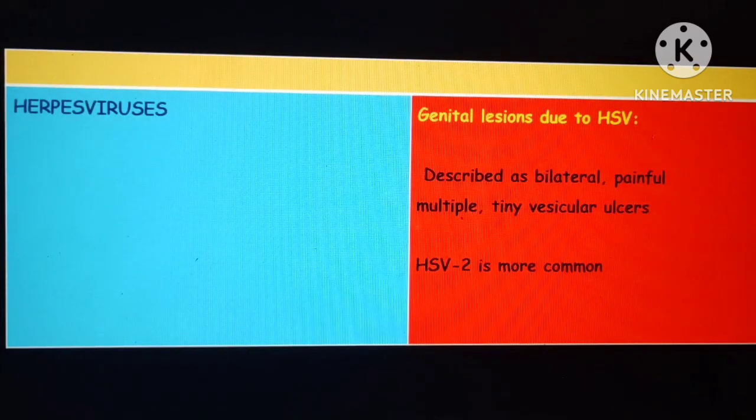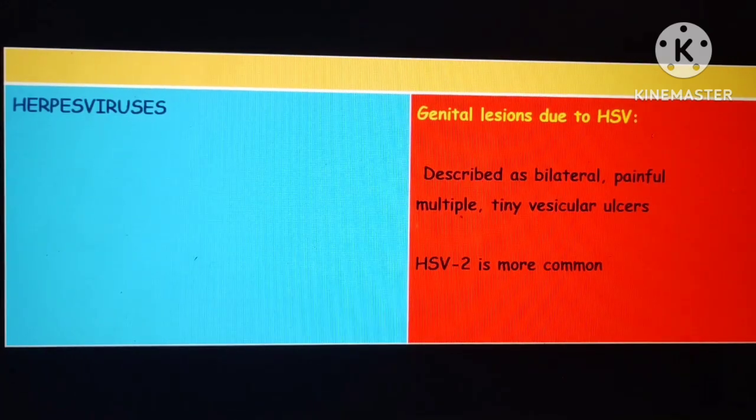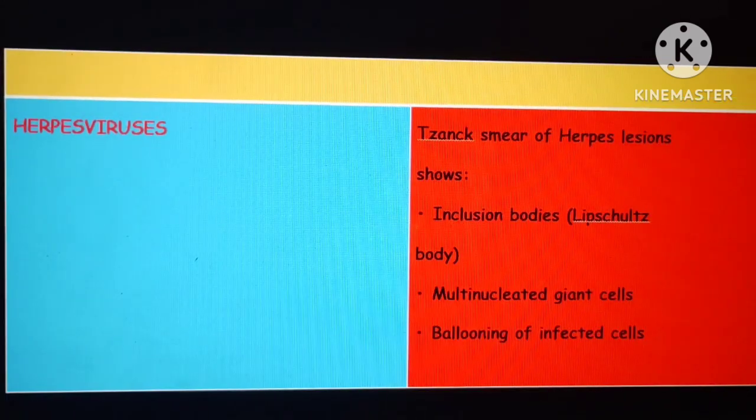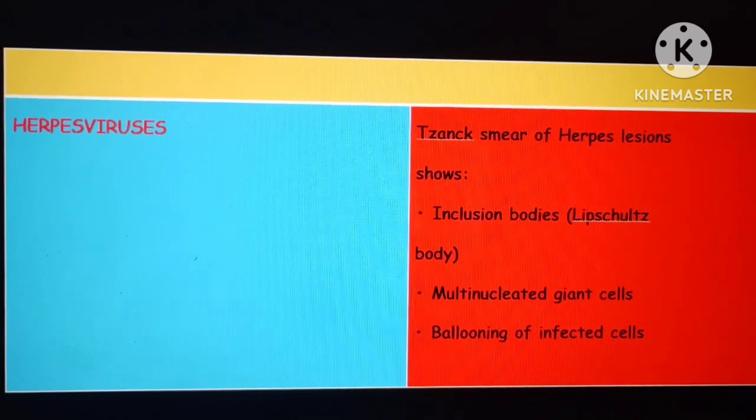Next, the genital lesion usually presents as bilateral, painful, multiple, tiny ulcers. As I told, HSV1 is usually associated with skin infections, whereas HSV2 is associated with genital infections. The Tzanck smear is mainly for diagnosis. We will demonstrate Lipschütz bodies and multinucleated giant cells, with swelling or ballooning of the infected cells.